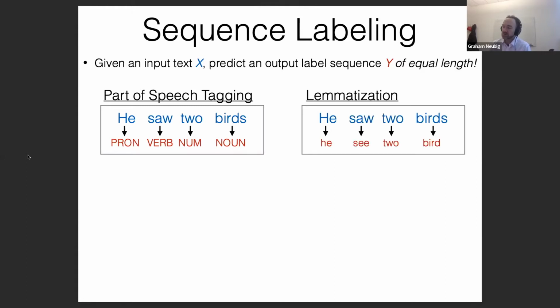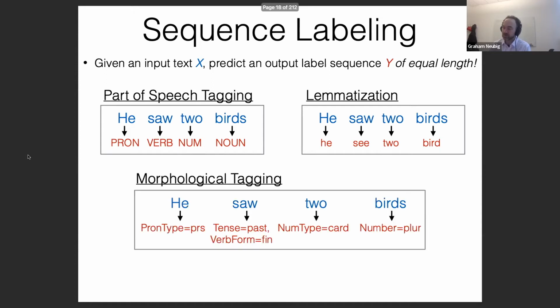Another one is lemmatization. What this is doing is taking in words and outputting their base form. This is used sometimes in English, but it's particularly useful in languages that have richer morphology than English, because if they have lots and lots of conjugation or other things like this, the words themselves can become very sparse. So identifying the underlying base form helps you understand what the word is referring to better.